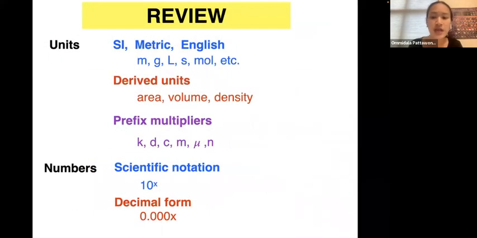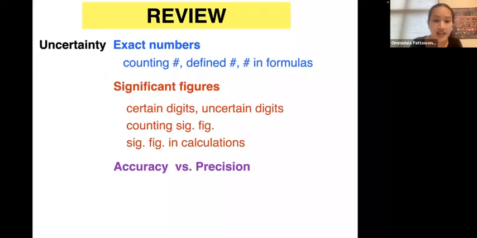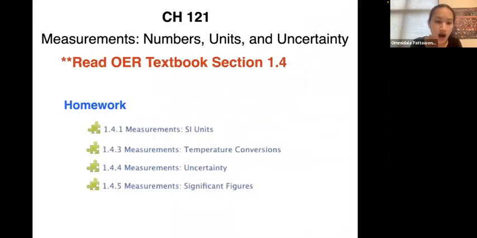So here's a summary of chapter 1.4. You learned about the numbers and also units, plus the uncertainty that comes with the measurement as well. You should be able to start doing homework chapter 1.4 now. Start that as soon as possible, before you move to the next chapter lesson.